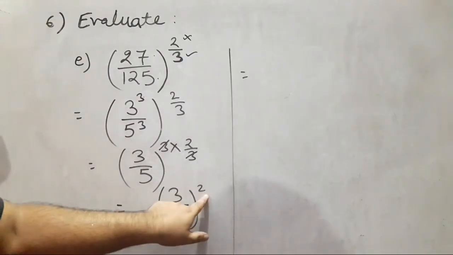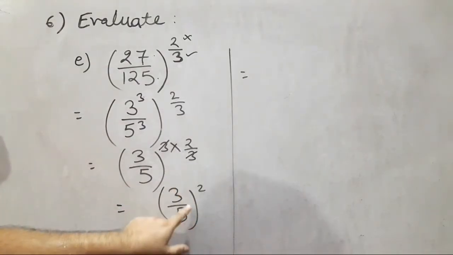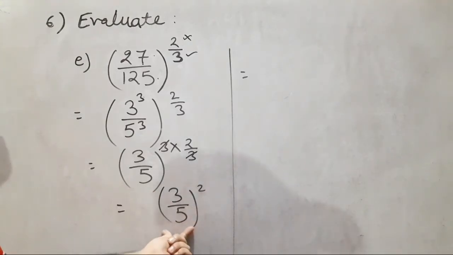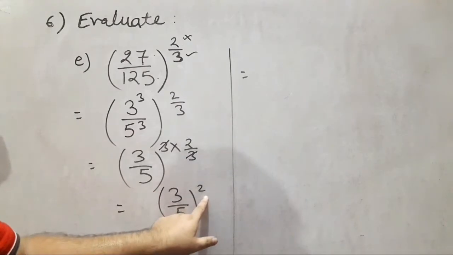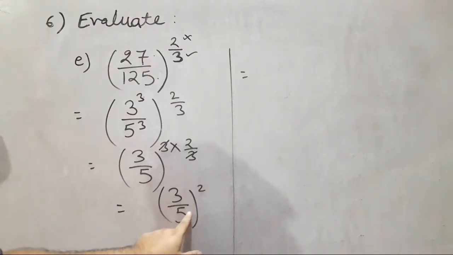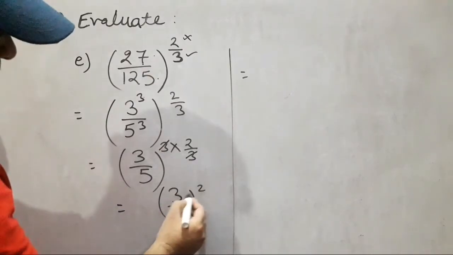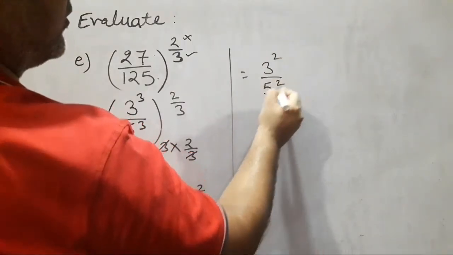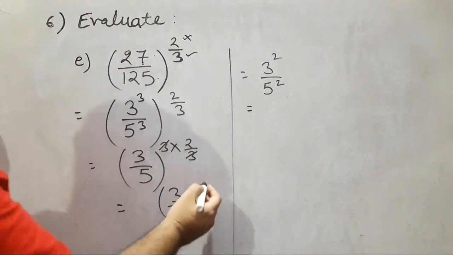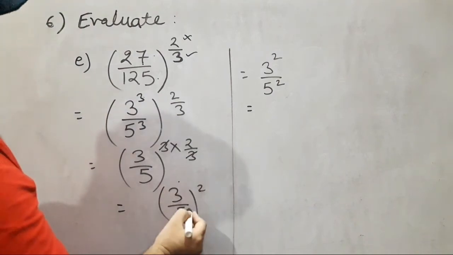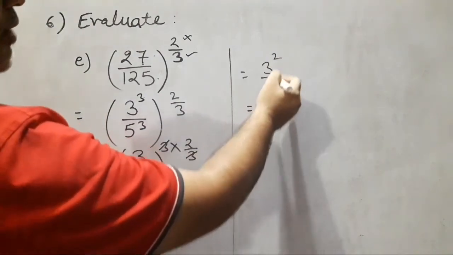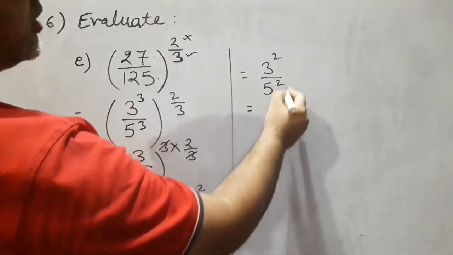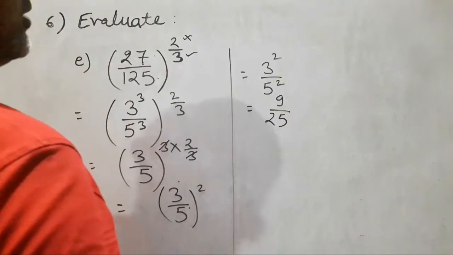Now this power 2 belongs to 3 as well as 5, since 3 and 5 are inside the same bracket. So this power 2 belongs to 3 as well as 5. So 3 square by 5 square. This 2 shall be of 3 as well as 5. So I wrote 3 square by 5 square. Now 3 square is 9, 5 square is 25. This is our answer.